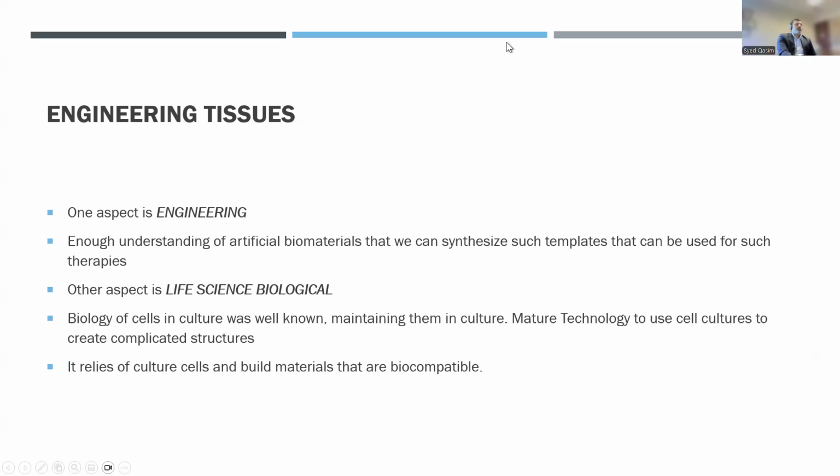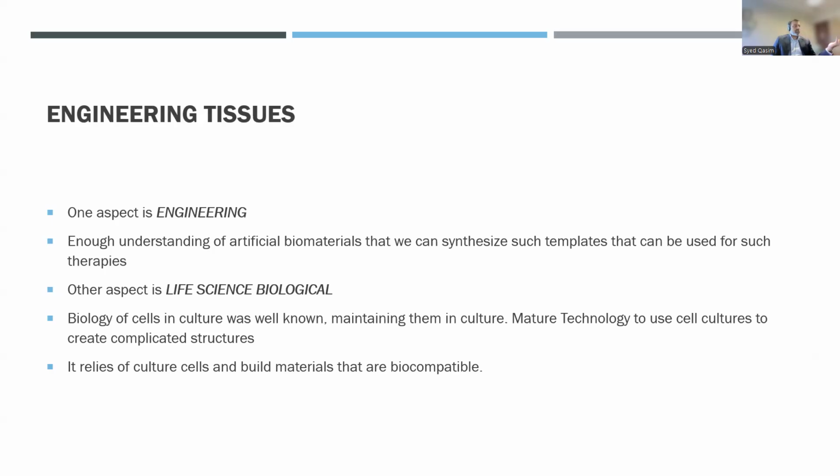So, other aspect जो है ना इसका life biological sciences है. So again, biology of cells, we didn't know how to harness cells, how to grow cells, how to expand cells, उनको seed किस तरीके से करते हैं, how do we culture them, how do we freeze them. So our understanding was very limited, and mature technology to use cell cultures to create complicated structures was lacking. So how to use these cells to create cellular structures, और इस cells को हम लोग body में किस तरह लेके जाएंगे? Can we take it in a gel form? Can we take it on a membrane? Can we take it on a porous substrate?